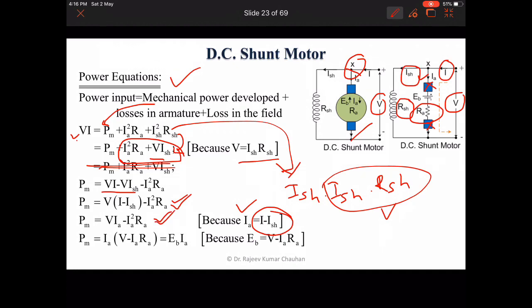From here we can take IA common. So we will get V minus IA RA. And from the voltage equation of a motor, we know that V minus IA RA is equal to EB. So PM is equal to EB IA.